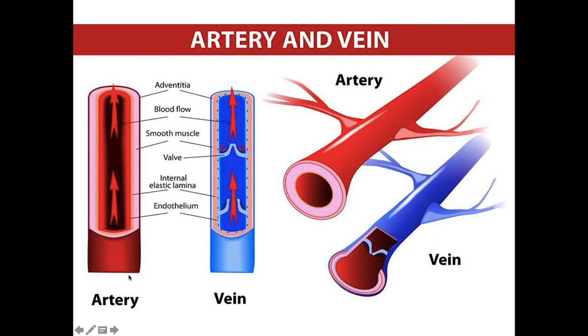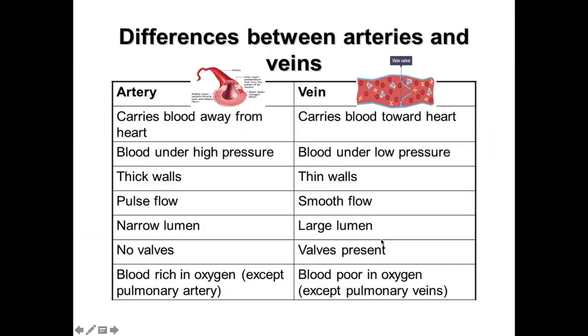So you should know the differences between the arteries and the veins. It is thick-walled, it is thin-walled, it does not have valves, it has valves present. Blood flows under pressure over here, blood does not flow under pressure over here. Blood flows from the heart to the different parts of the organs, and blood flows from the organs to different parts of the heart. So these are the differences between arteries and the veins.